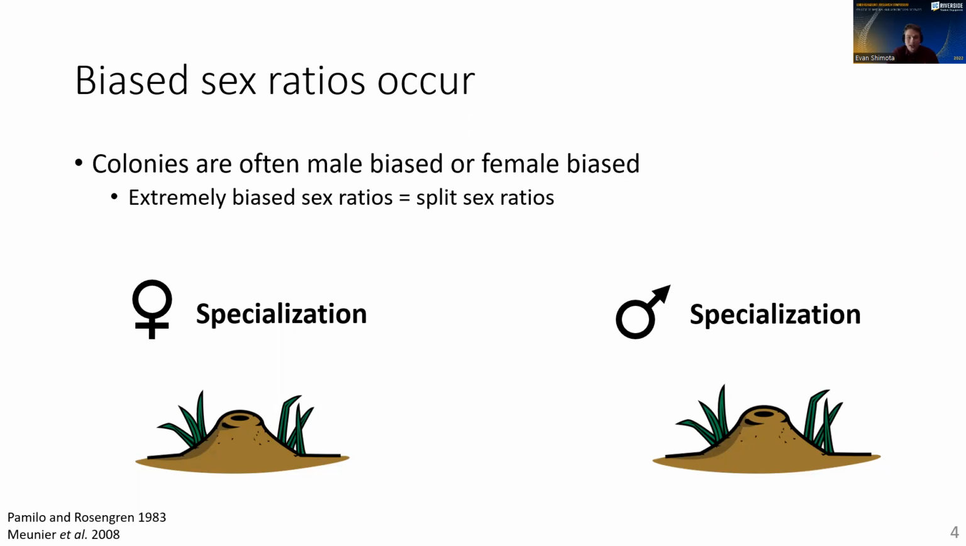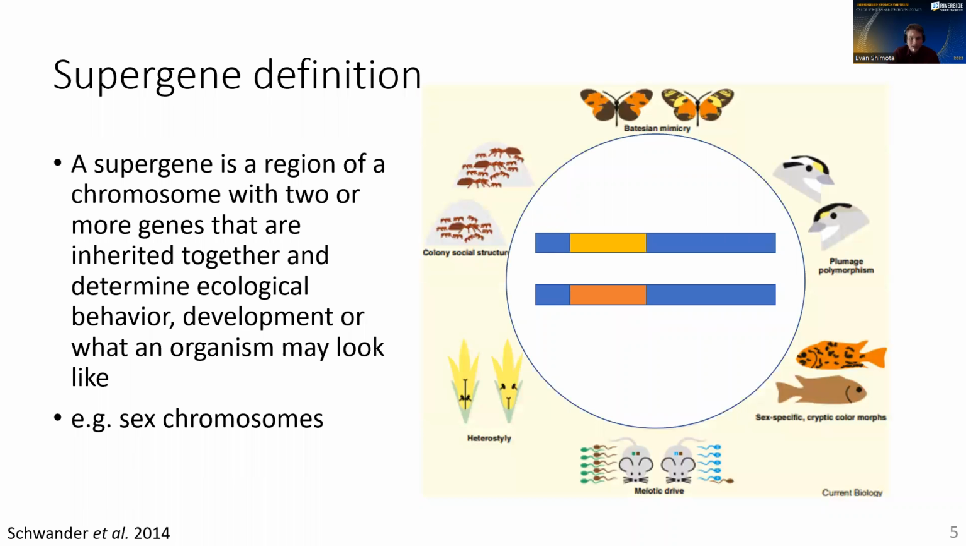Colonies often specialize in the production of males or females. This leads to biased sex ratios or split sex ratios. Both colony queen number and sex ratios in ant colonies may be determined by supergenes. So this brings forward the question of what is a supergene? A supergene is a region of a chromosome with two or more genes that are inherited together and determine ecological behavior, development, or what an organism may look like.